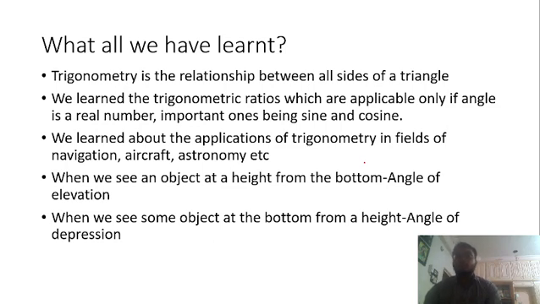Trigonometry is not just used to measure the height of a building or the height of a hill. It is also used in other fields such as aircraft or astronomy. When we see an object at a height from the bottom, this is called angle of elevation. And when we see some object at the bottom from a height, it is known as angle of depression.